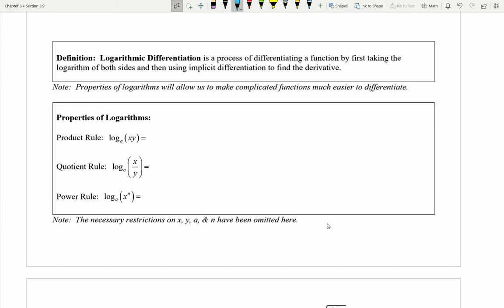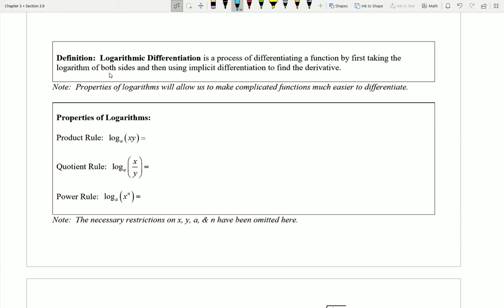In this video, we're going to take a look at a process of taking derivatives that's referred to as logarithmic differentiation. If you take a look at the starting definition, we can figure out very quickly what this process actually is. Logarithmic differentiation is a process of differentiating a function by first taking the logarithm of both sides of the function and then using implicit differentiation to find the derivative.